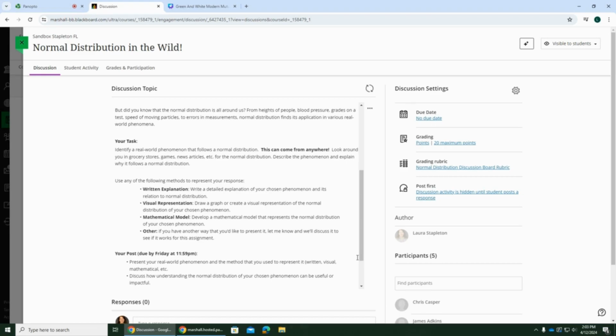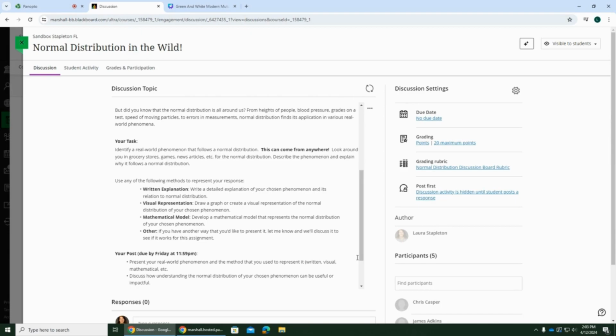They can do a traditional written explanation. They could do something visual. Maybe they want to draw something or create a graph. That would be fine. A mathematical model. Or I leave this category open for other. If they have an idea of something creative that they want to do, I'm all for it. I just want them to meet with me and discuss it.